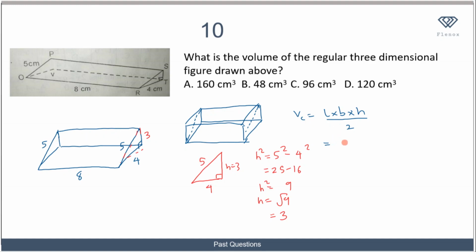And what does that give me? My length is 8, my breadth is 4, and my height is 3. Then I have to divide that by 2. So 2 here, 1, 2 in 8, 4. 4 times 4, 16, and 16 times 3 gives me 48 centimeter cube. So the correct option to this question is option B.